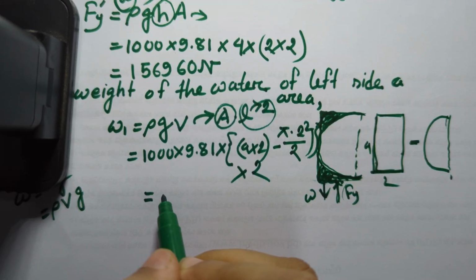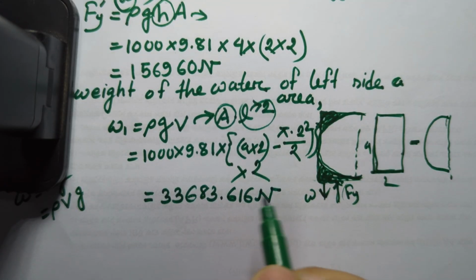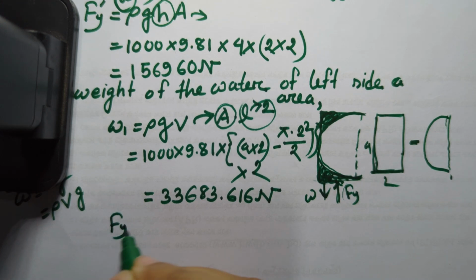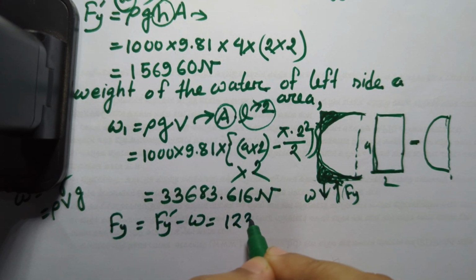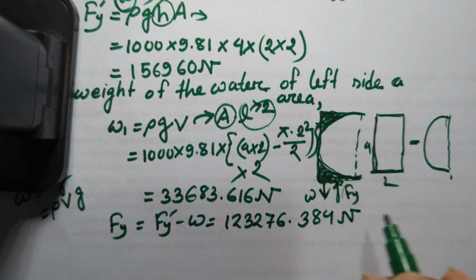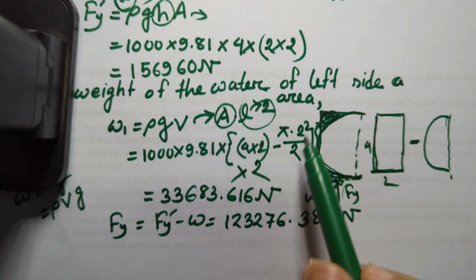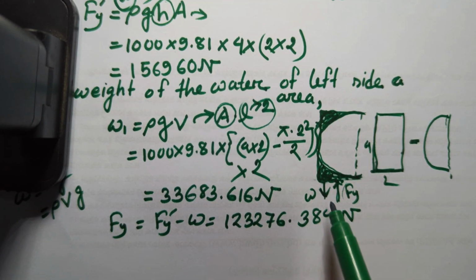Here we got the weight as 33683.616 Newton. So the net vertical force will be Fy equals Fy prime minus W. This will be 12376.384 Newton. Now we have got the forces on the left side of the cylindrical gate.